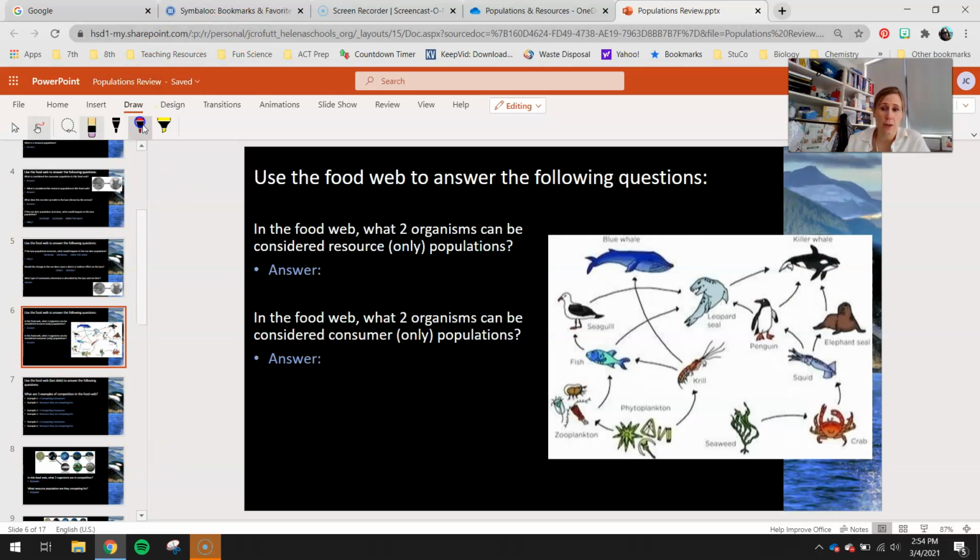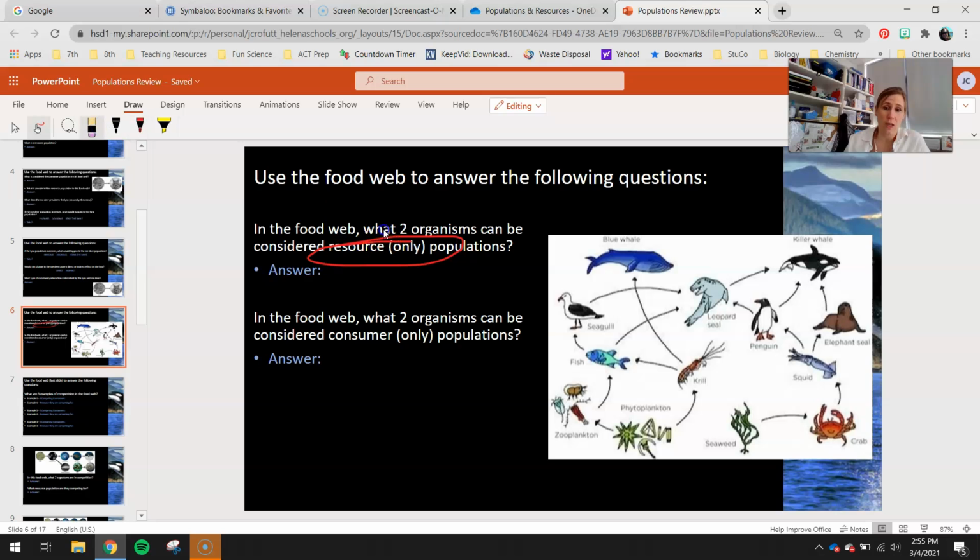All right, for this one, you are obviously using this more complicated food web than just the lynx and the roe deer. In the food web, what 2 organisms can be considered resource only, so they are only making their own food and getting eaten? In the food web, what 2 organisms can be considered consumer only, so they're only getting their energy from other organisms, and nothing is eating them?